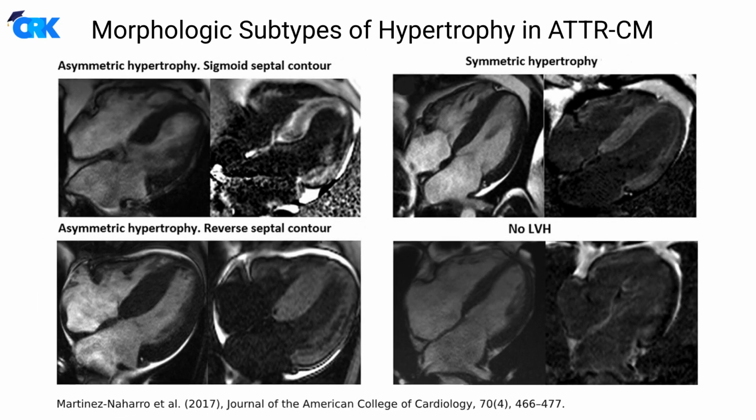The key takeaway? ATTR-CM isn't morphologically uniform. Instead, it can mimic a range of phenotypes, from typical concentric hypertrophy to variants that closely resemble hypertrophic cardiomyopathy. CMR's tissue-level detail helps differentiate amyloidosis from mimics. The visual cues, like septal contour and hypertrophy distribution, can make all the difference in early, accurate diagnosis.